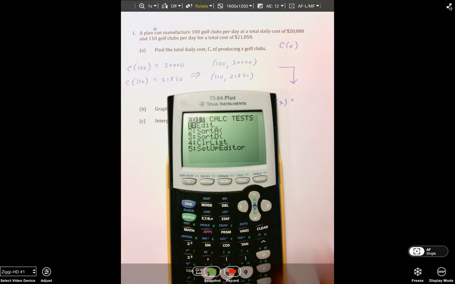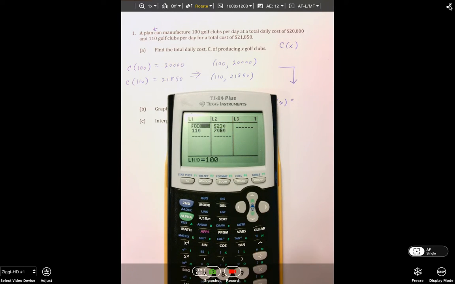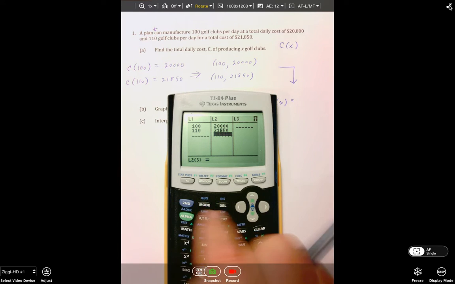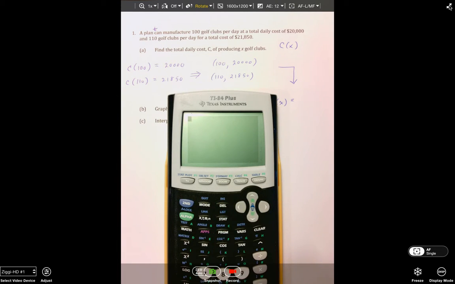If I go to Stat and go to Edit, what I want to do here is bring in 100 and 110, and then put the associated costs with 100 and 110, which is 20,000 and of course 21,850. Now, as we saw before, the first thing you need to do is hit the button that says quit. So we've got to get out of this: second function, quit, and get back to the home screen where we can actually execute the command.